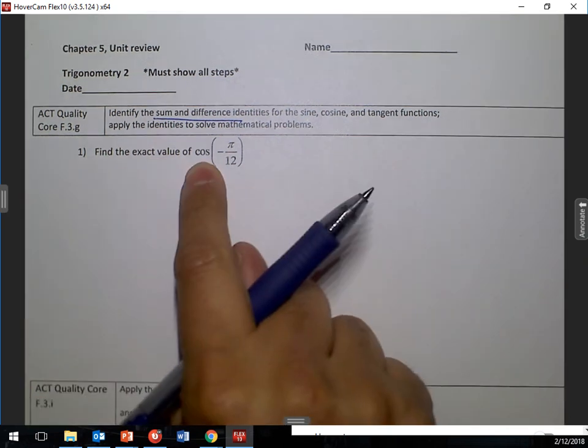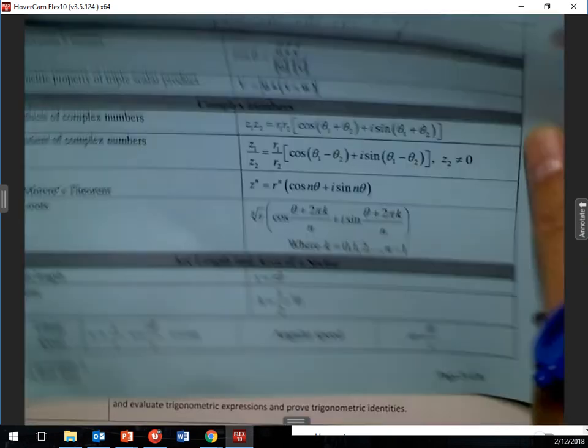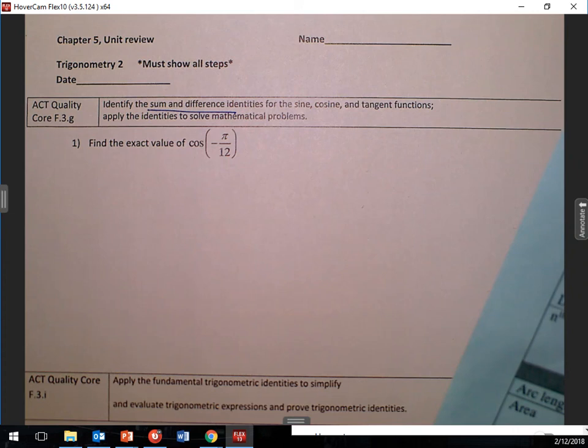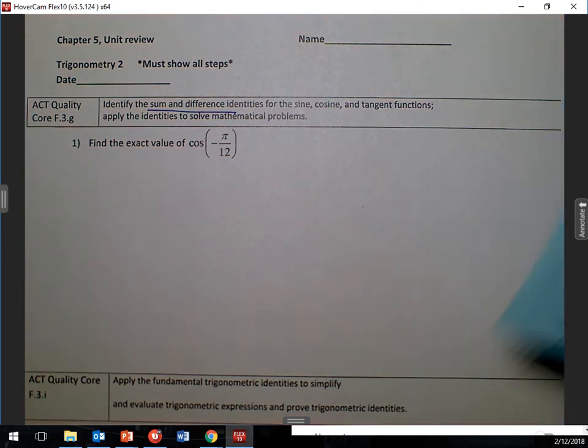So now I'm going to go to my reference sheet. Huh? You have to read those? Okay. That's usually why. I never read those.